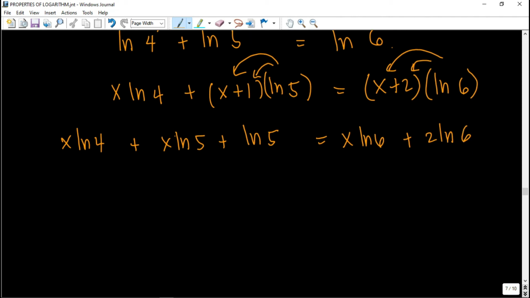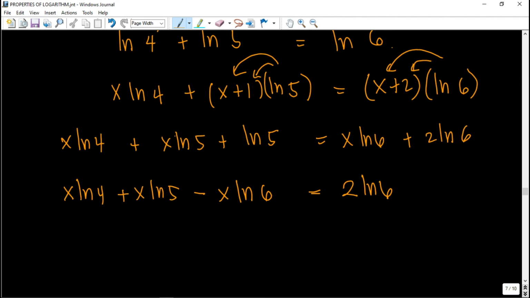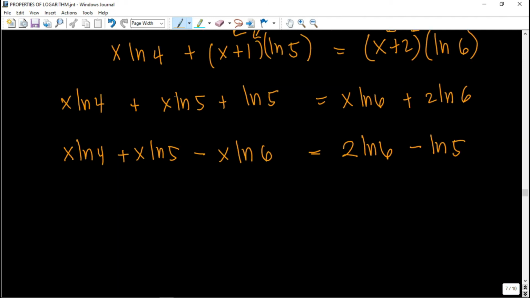So, simplify lang natin. We have here x ln 4 plus x ln 5. We subtract x ln 6 both sides para makombine natin siya dito sa right side, yung mga x's. So, we have here minus x ln 6 equals 2 ln 6. Okay, subtract tayo ng ln 5 both sides. So, minus ln 5. So, here we factor out x since common siya.